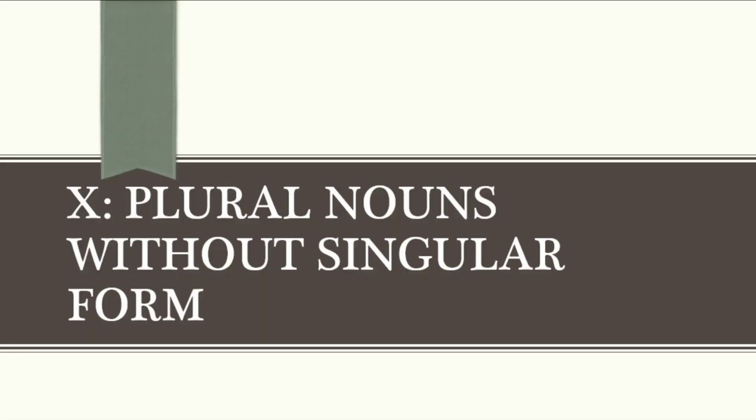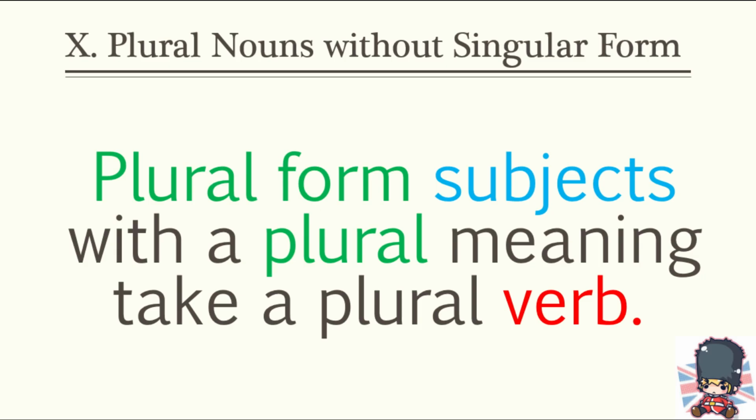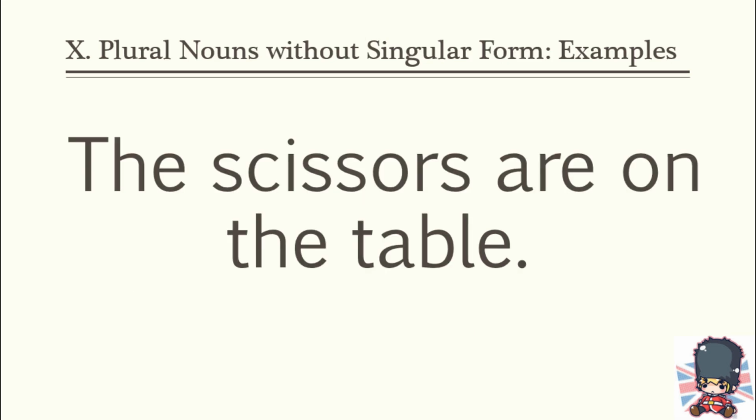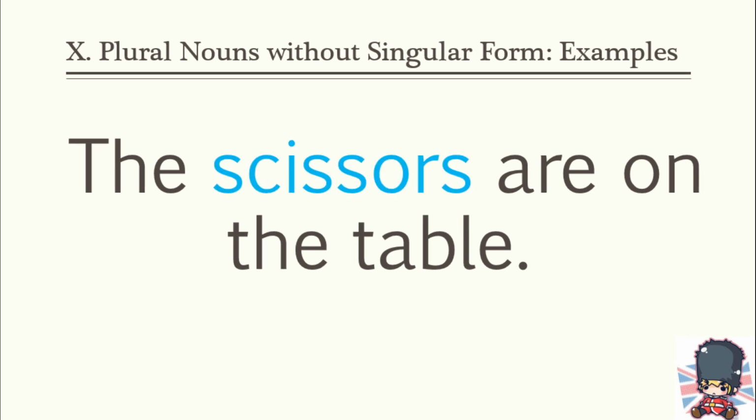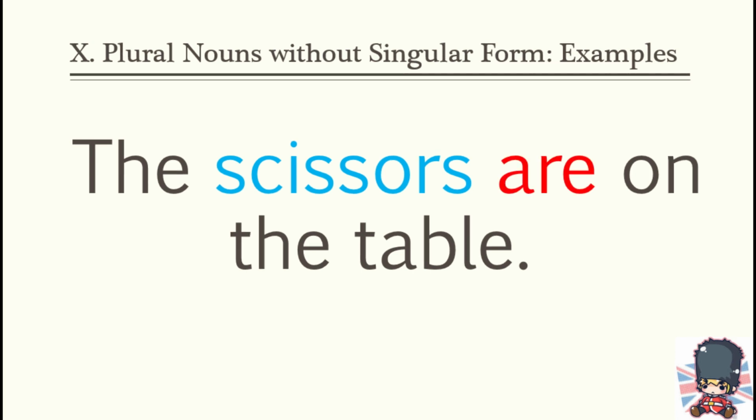Okay, doon na tayo sa pang-sampung rule. We have plural nouns without singular form. So, plural form subjects with a plural meaning take a plural verb. Ito yung mga scissors, trousers, or pants. So, let's see the first example. We have the scissors are on the table. So, ang scissors are plural talaga siya. So, dahil plural siya, you have to take a plural verb, which is are. Di ka pwedeng gumamit ng is. Okay? So, the scissors are on the table.